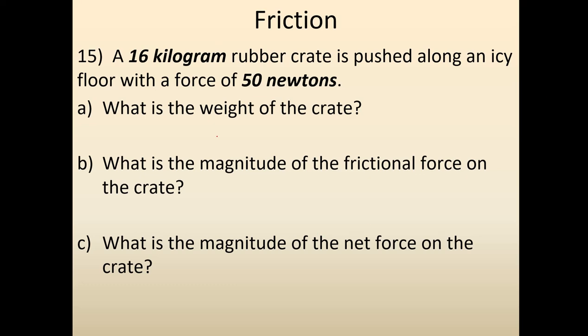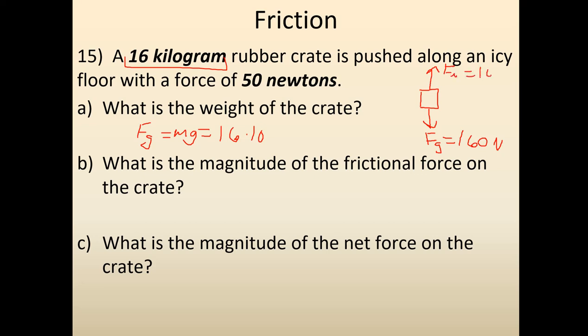All right. So back to here. Again, I want to draw an FBD just to be safe. So force of gravity pulling it down. It's 16 kilograms. That's not in newtons, so I have to do Fg equals mg. Multiply 16 by 10, and I get that it's 160 newtons. The normal force is pushing up with also 160 newtons of force. It's pushed along the floor with an applied force of 50 newtons.